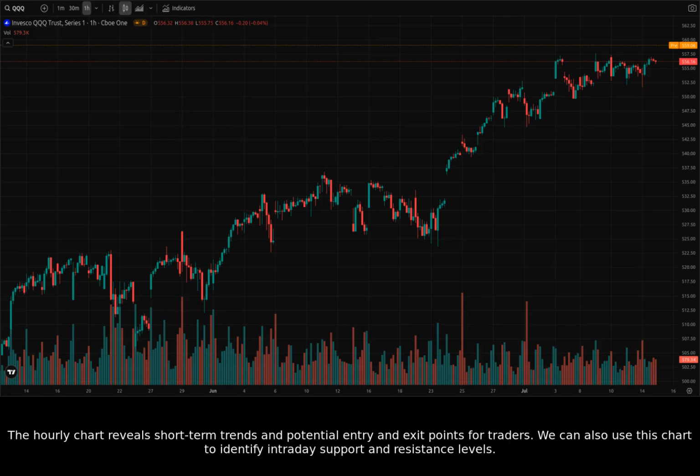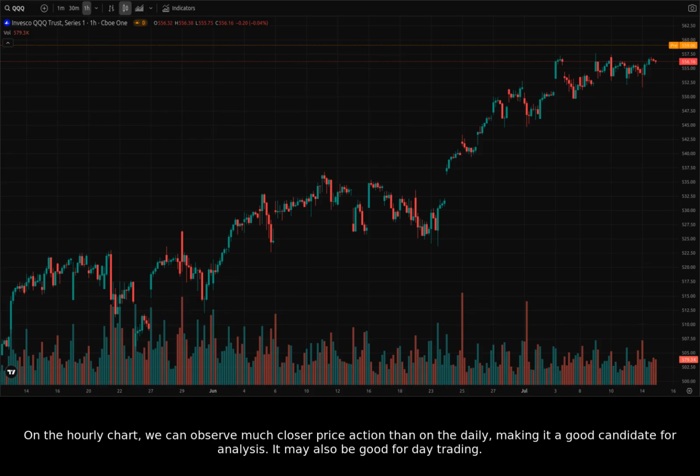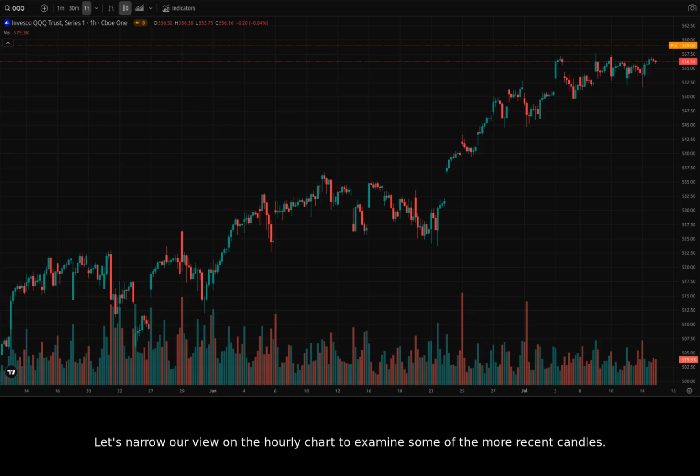The hourly chart reveals short-term trends and potential entry and exit points for traders. We can also use this chart to identify intraday support and resistance levels. On the hourly chart, we can observe much closer price action than on the daily, making it a good candidate for analysis. It may also be good for day trading. Let's narrow our view on the hourly chart to examine some of the more recent candles.